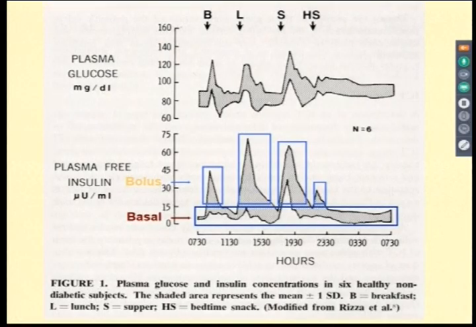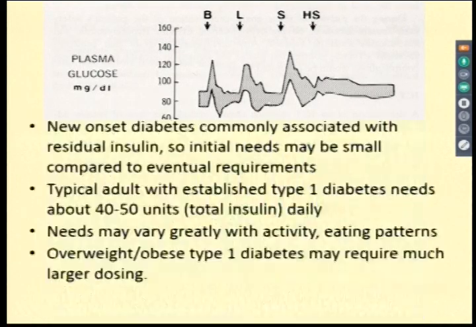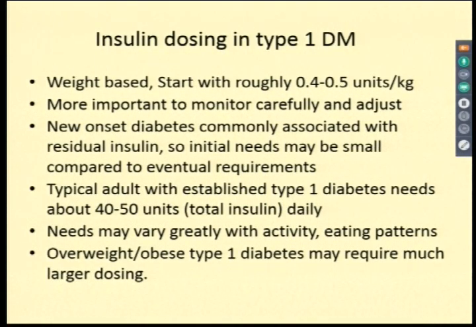Insulin dosing in type 1, again, we want to mimic basal bolus programs, roughly 0.4 to 0.5 if you want to start with something. But more important than what you start with is to monitor it carefully. If I have a new patient with type 1 and they're relatively stable, they're not anywhere near DKA and they can adjust and monitor, I'll start with even a lower dose and just adjust it.